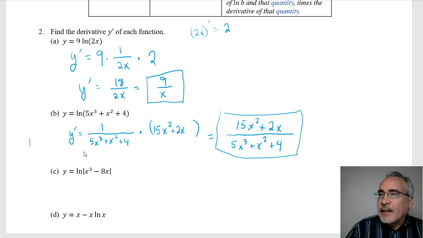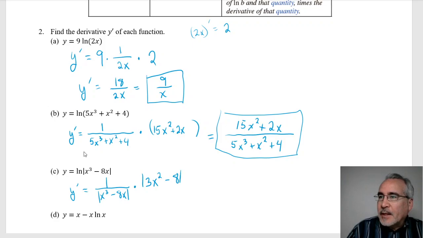Okay, so again, the derivative here is going to be 1 over x to the third minus 8x absolute value times the derivative of the inside. So the derivative of the inside is the 3 comes down, we get 3x squared, 3 minus 1. And this one, 1 times negative 8 is negative 8. Subtract 1 from the exponent, we get x to the 0. So that's what we're left with, and put our absolute values there.